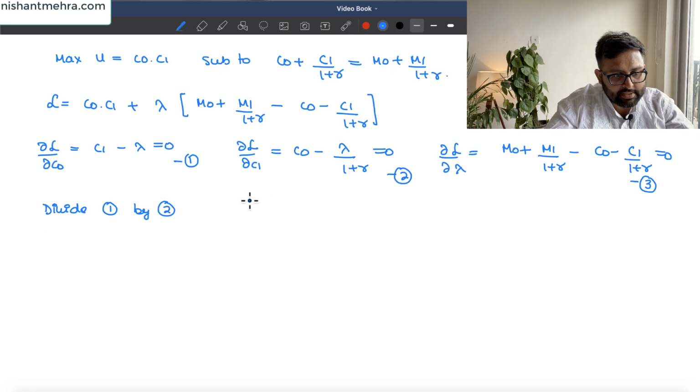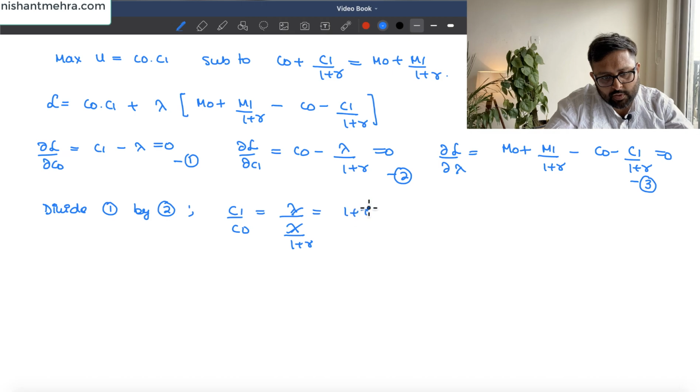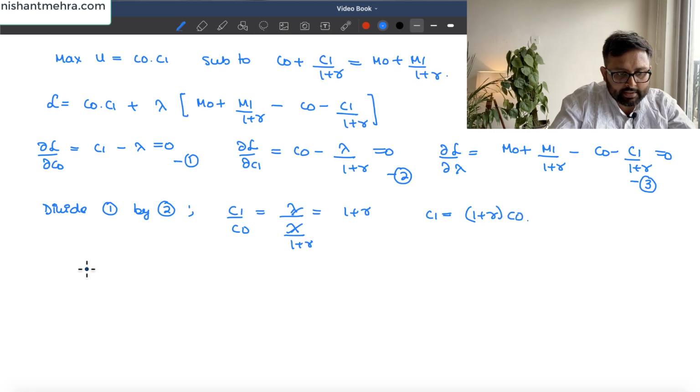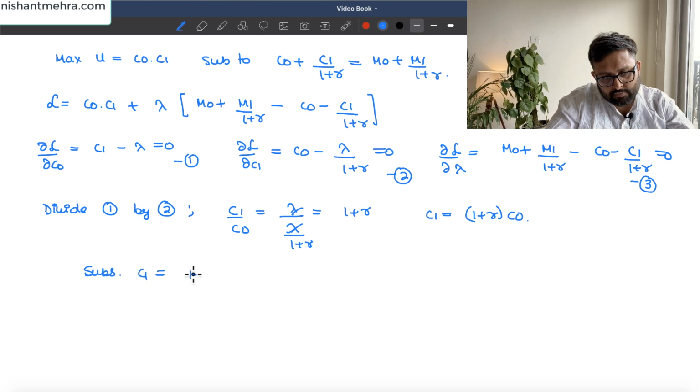I can divide first by second and I will be having C1 upon C0 equals lambda upon 1 plus R. So this will be just 1 plus R beta. So C1 would be equal to 1 plus R C0. I can substitute in the third. So what will I get?